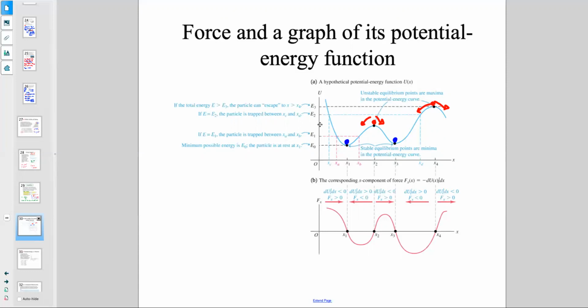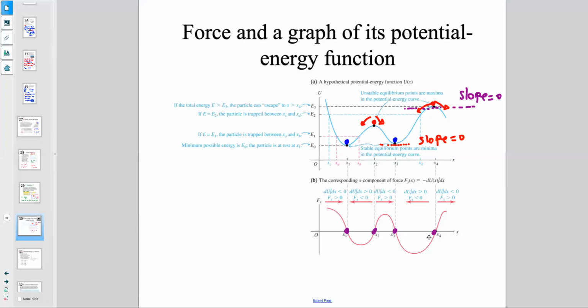Okay, so if you draw a line, you see that the slope is zero. If you draw a line here, for example, you see that the slope of this line is zero. So these are equilibrium points, but only two of them are stable equilibrium points and two of them are not as stable, right? So if you're looking at this, x1 is stable, all right? x3 is stable, x2 and x4 are unstable, all right?